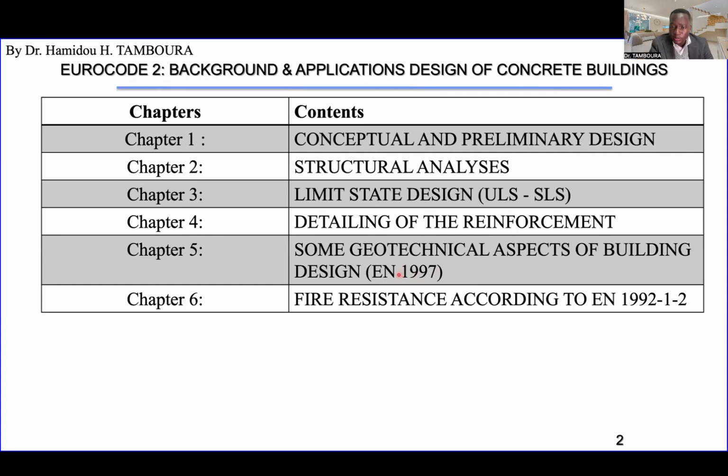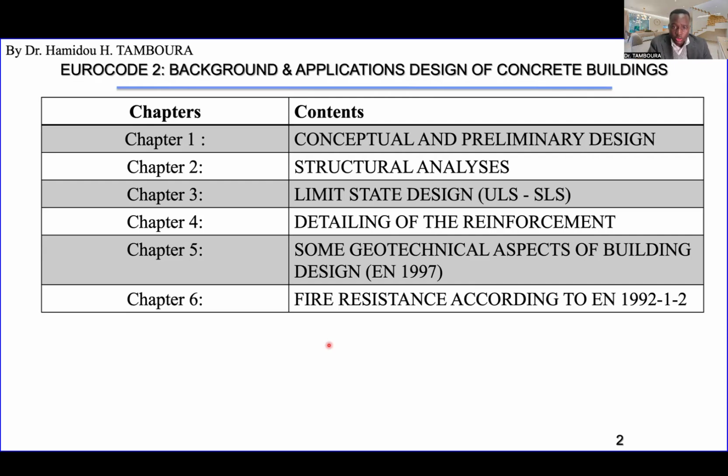As you can see here, this is Eurocode 7. And the last chapter, chapter number 6, will be about fire resistance. How can we design a concrete building to resist fire? So these are the chapters we will discuss in this program.